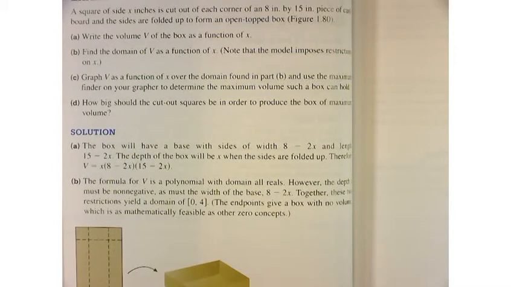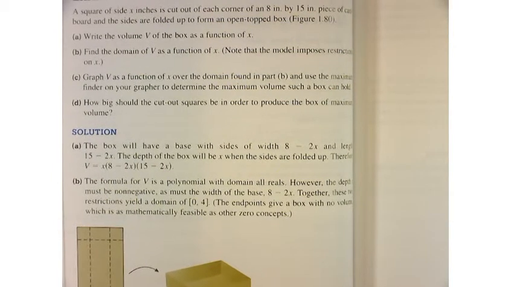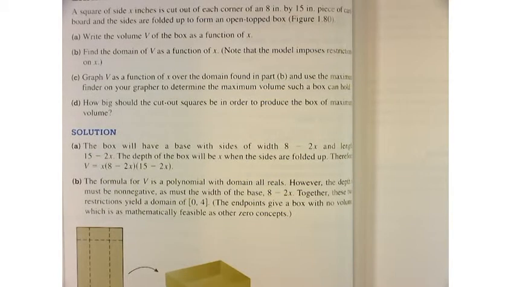Part C, graph V as a function of x over the domain. And then part D, how big do the cutouts need to be in order to produce the box of maximum volume? Now this is a very common ACT type problem. I see that problem all the time, and when you take calculus next year, that is a very common minimization, maximization type problem. So let's write down some information here.